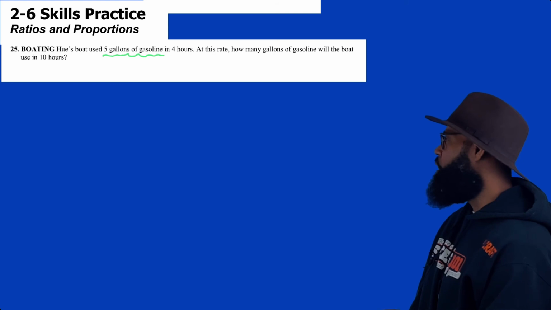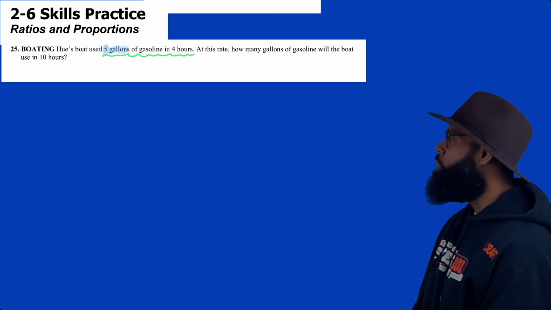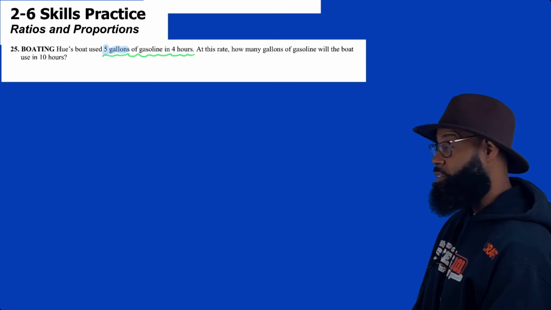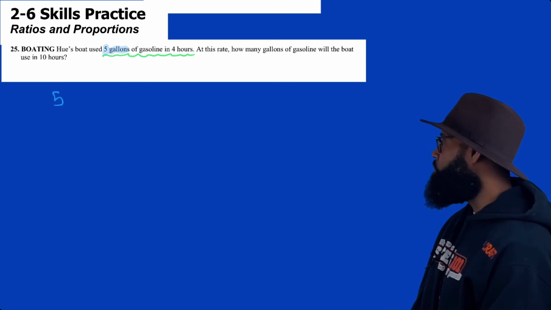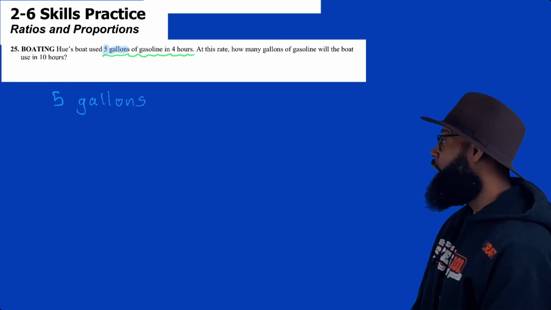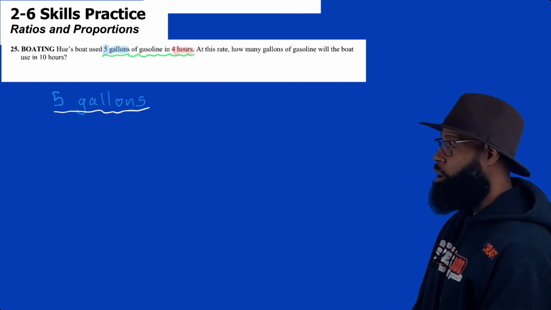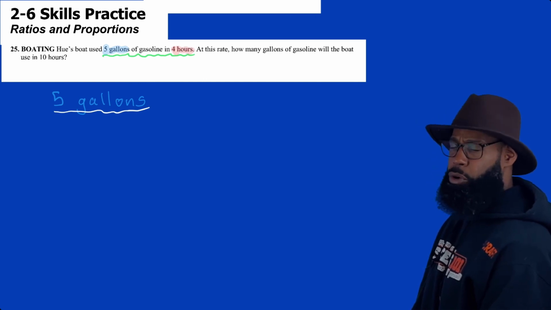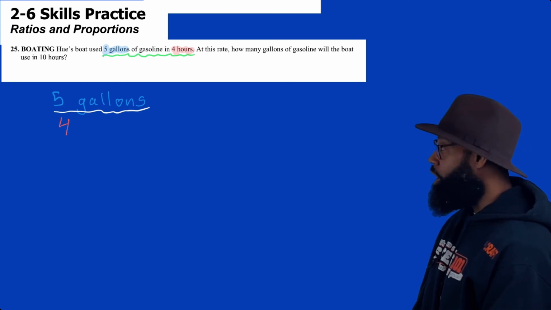Boating. Hughes' boat used 5 gallons of gasoline in 4 hours. Sounds like a ratio. At this rate, how many gallons of gasoline will the boat use in 10 hours? Oh, sounds like a variable. How many gallons? I'm going to use G. So 5 gallons to 4 hours. So it looks like a 5 to 4 ratio comparing gallons to hours. Am I going to put it underneath like I'm supposed to? There's my ratio. And I love to talk about a word ratio. What are we comparing? Gallons to hours. So in my ratio, I do show 5 gallons for 4 hours.